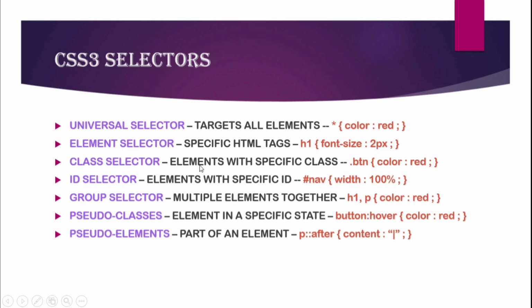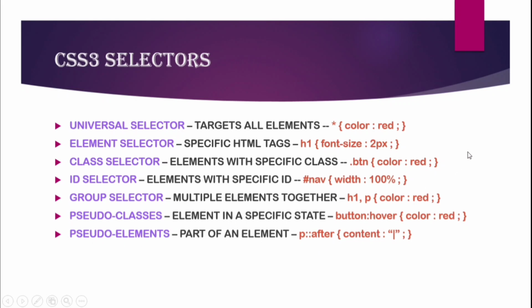For the class element we use the dot format, and for the ID elements we use the hash format. Then we have the group selector for the multiple elements that you want to add the same format. Then we have pseudo classes, that is the hover effect, and pseudo elements, that is nothing but the after and before effect. Then we can go to the box model.